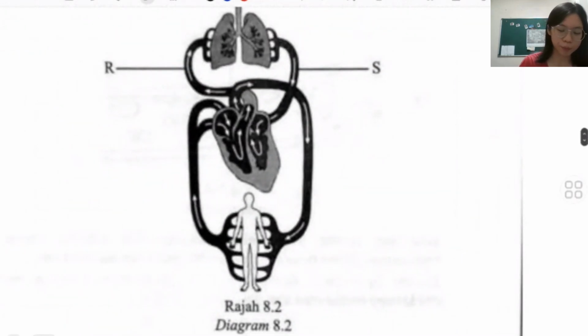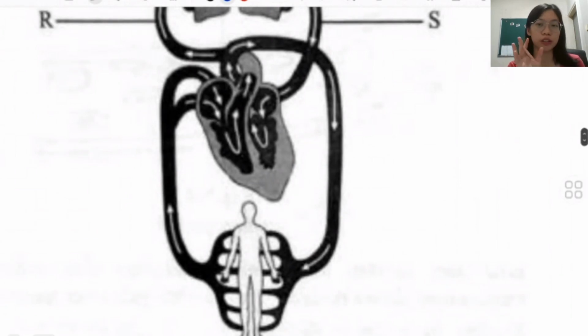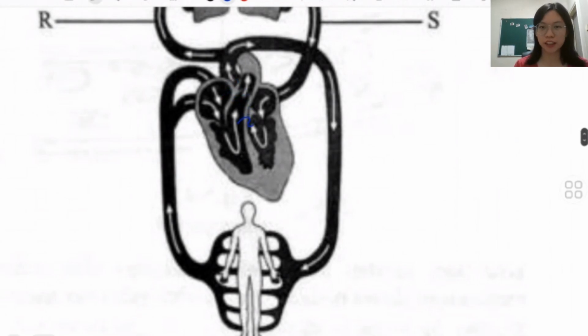So before I enter the main point, I would like to show you how to actually identify them. First of all, you have to divide them into half. For biology, remember whenever you study cross sections, the left side to you is actually the right side. Okay, what does this mean? Here is actually the right side.